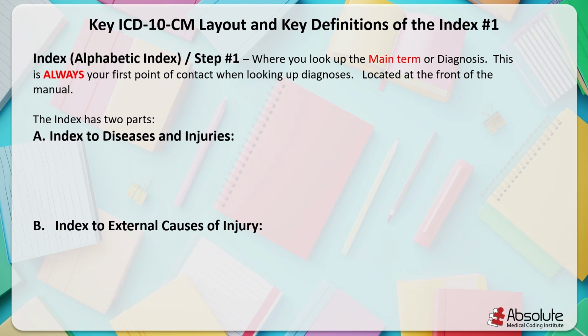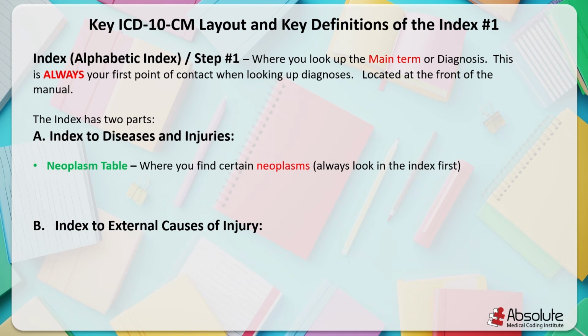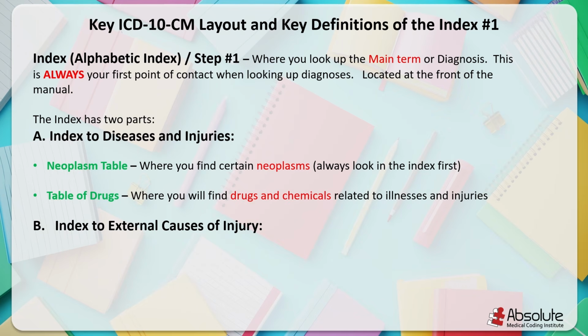And within the index to diseases and injuries, you have your neoplasm table. This is where you find your cancers and how to code them. You also have your table of drugs. This is where you find your drugs and chemicals that are related to illness and injuries, specifically poisonings and adverse effects. That's where you'll find them.